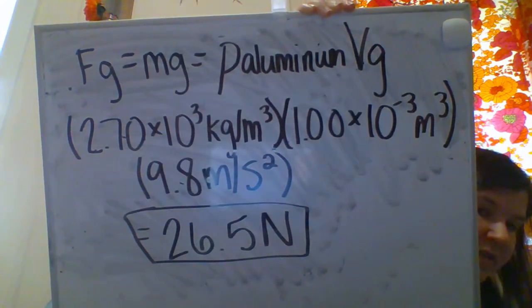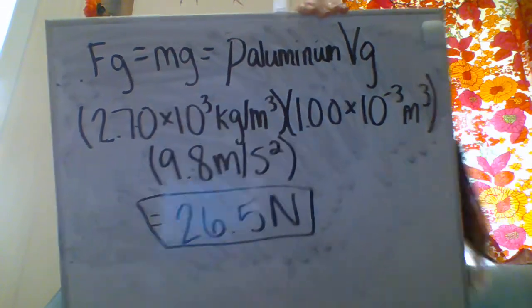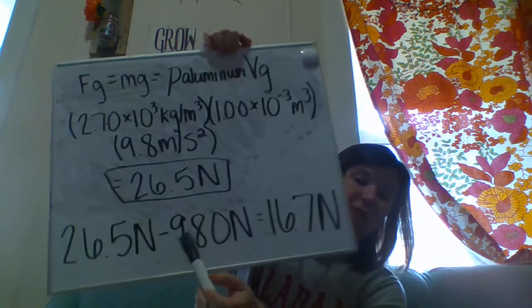That's just finding our Fg, so we're not done yet. We have to take this Fg, which is 26.5 newtons, and we found our buoyant force, which is 9.8 newtons. Remember, to find our apparent weight, it's Fg minus the buoyant force. So 26.5 newtons minus 9.8 newtons gives you 16.7 newtons for your apparent weight. It's at the bottom, right here.